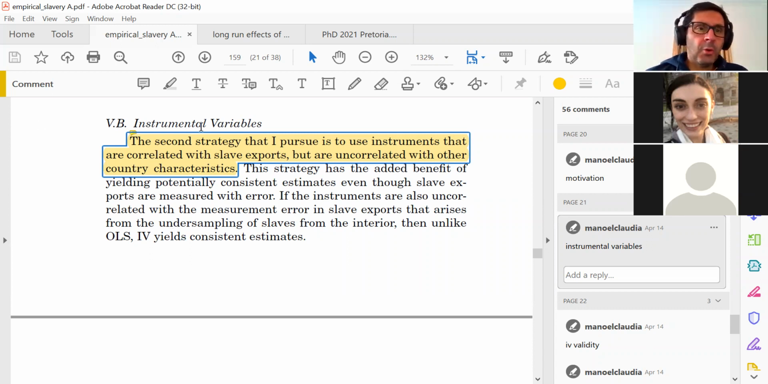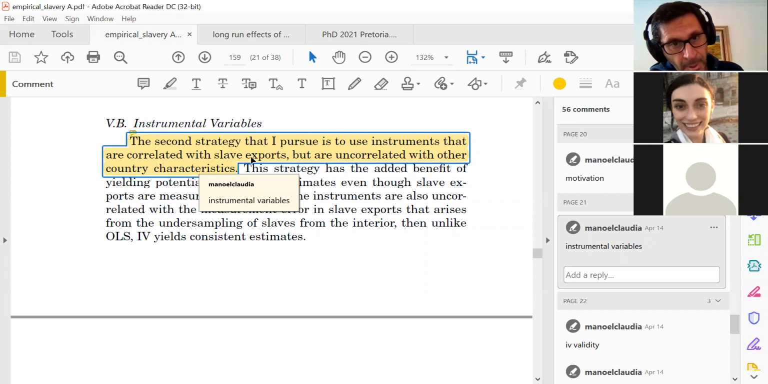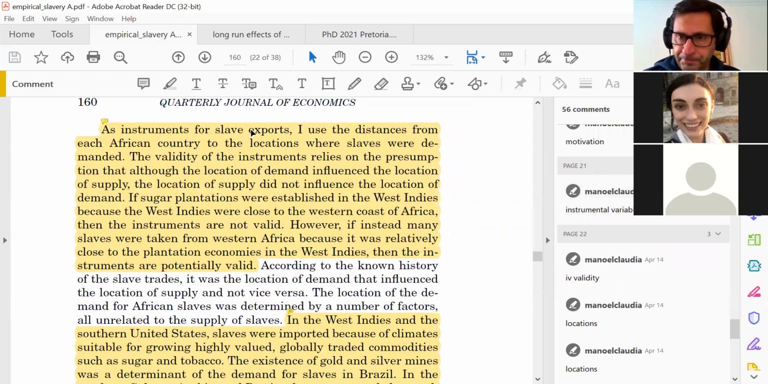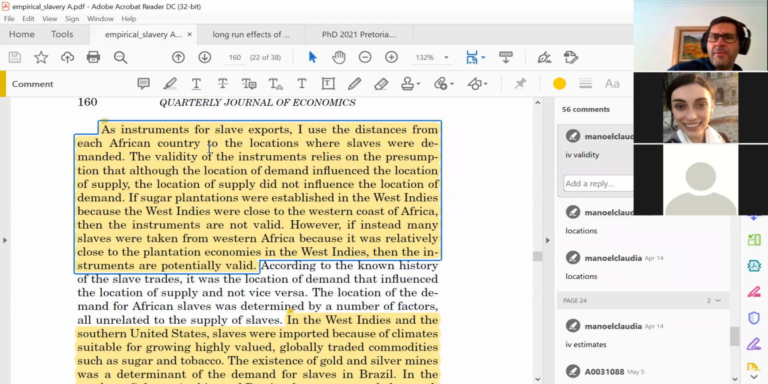Right, instruments that are correlated with slave exports, but uncorrelated with other country characteristics. Okay? Then those are the characteristics of a good IV. IV validity: as instruments for slave exports, he used the distance from each African country to the locations where the slaves were demanded. The validity of the IVs relies on the presumption that although the location of demand influenced the location of supply, the location of supply didn't have any influence on the location of demand, right?